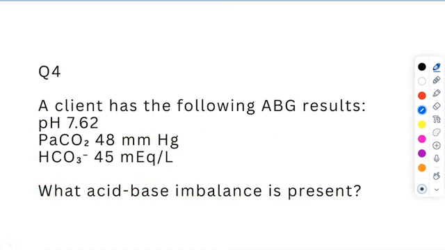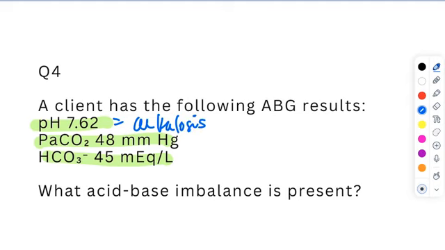Okay, so let's do ABG number 4. pH of 7.62, PaCO₂ of 48, and a bicarb of 45. So what is the final ABG interpretation? Let me get my pen. Okay. So let's start with the pH. It's high, right? So we know the pH is high. So this is telling us that there is alkalosis.